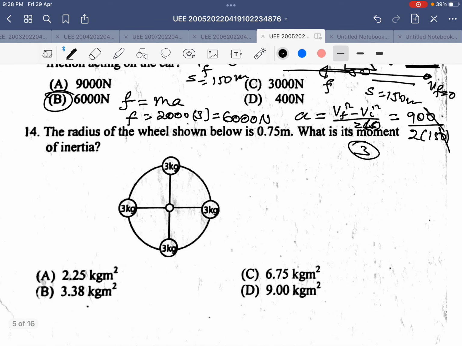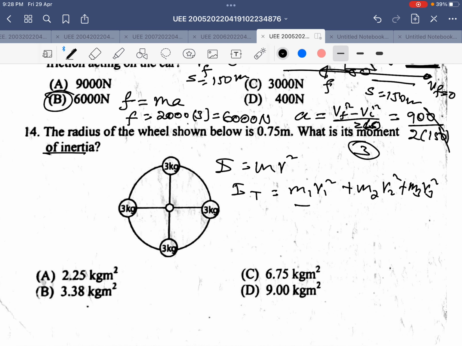The radius of the wheel shown below is 0.75 meters. What is its moment of inertia? Let's treat them as particles, so I is equal to mr squared. For this, I total, or total moment of inertia, is equal to m1 r1 squared plus m2 r2 squared plus m3 r3 squared plus m4 r4 squared.